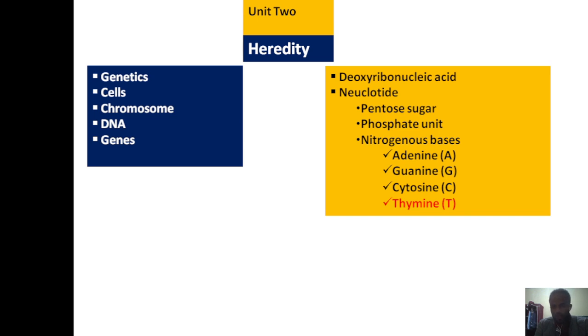So DNA stands for deoxyribonucleic acid. These DNAs are made of small nucleotides. Each nucleotide contains three basic things: the pentose sugar, the phosphate unit, and nitrogenous bases. All DNA contains four bases: adenine, guanine, cytosine, and thymine. So by using these nitrogenous bases, we can calculate the number and the percentage of bases in the gene.